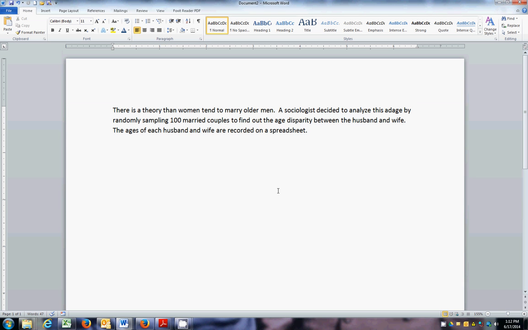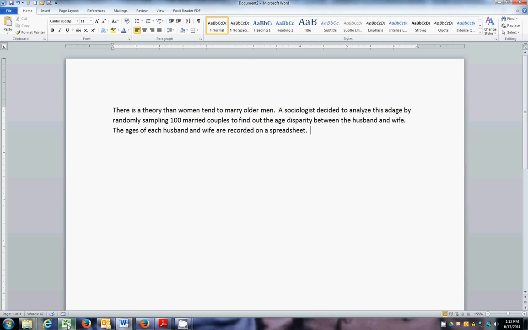Okay, there's a theory that women tend to marry older men. So a sociologist decides to analyze this piece of common knowledge to see if it's actually true. The sociologist samples 100 married couples to find out the age disparity between the husband and wife of each of these married couples. And the age of each husband and wife is recorded on a spreadsheet.